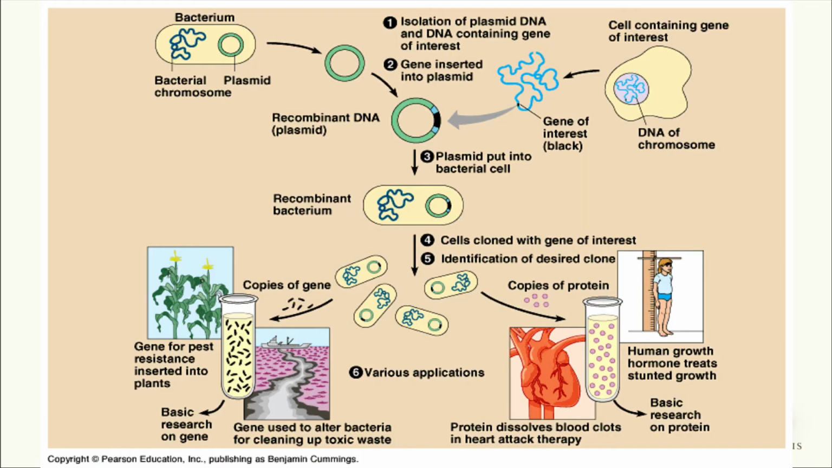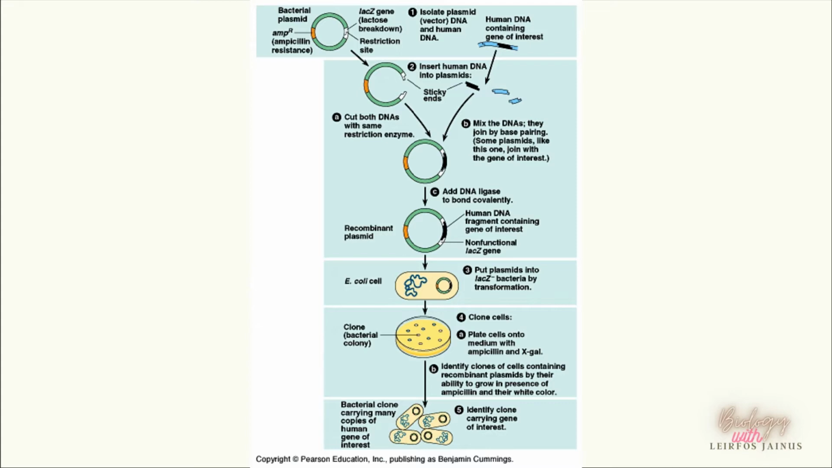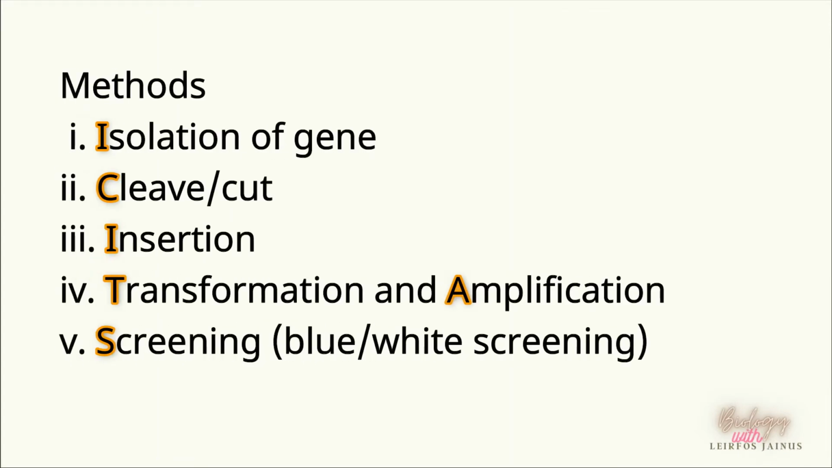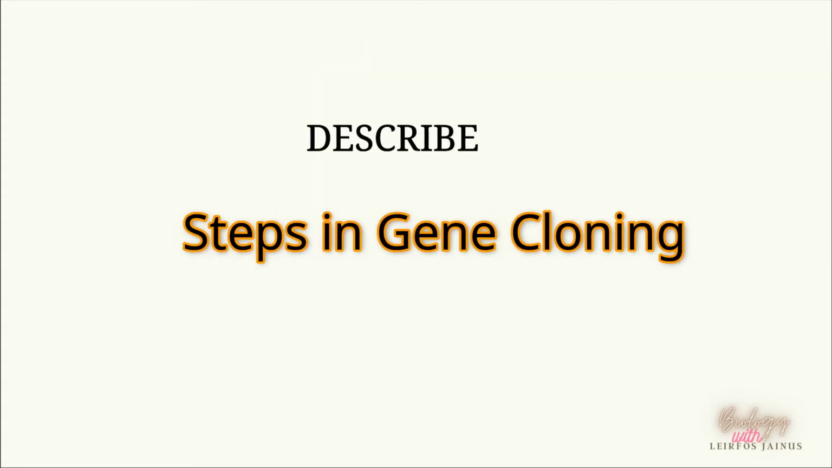Let's take a look into a few diagrams. It consists of isolation, cleave, insertion, transformation and amplification followed by screening. Different diagram, but it will show the same step. Isolation of gene, cleave or cut, insertion, transformation and amplification, and screening. For the methods in gene cloning, we can use the acronym ICITAS to make it easier for us to memorize the step in gene cloning.